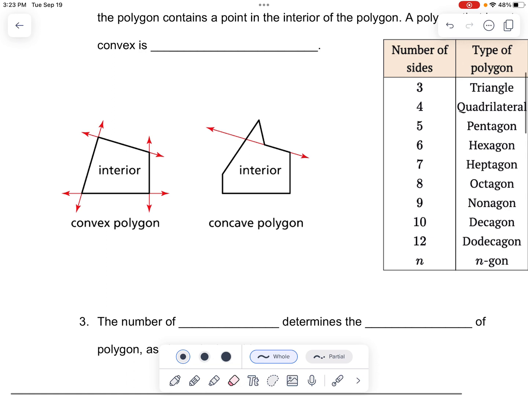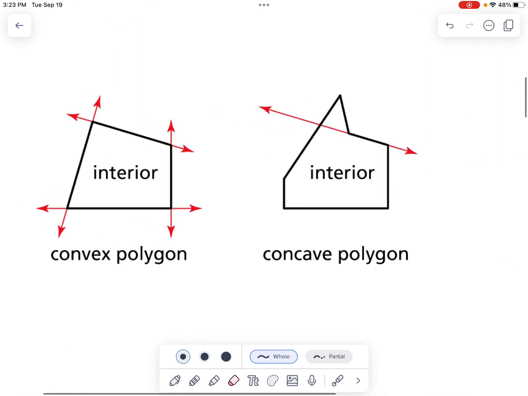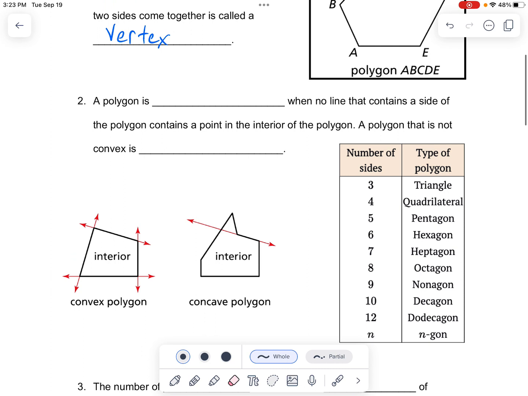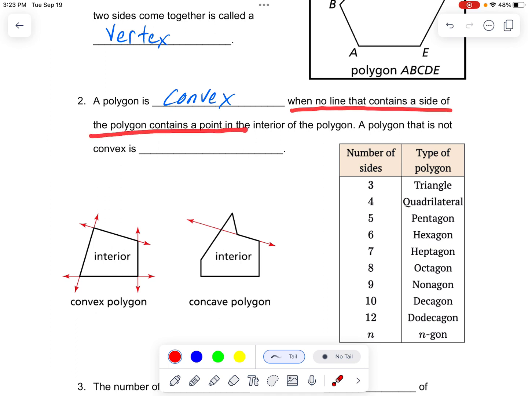The next idea is this idea of convex versus concave. And we say that a polygon is convex when no line that contains a side of the polygon contains a point on the interior of the polygon. And that's a really long, kind of complicated sounding mathy definition, but we can break this down.